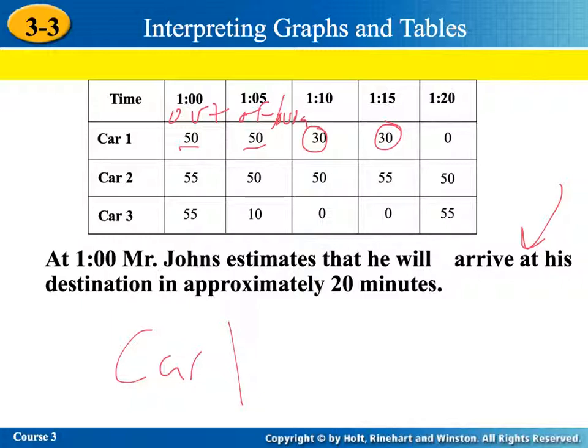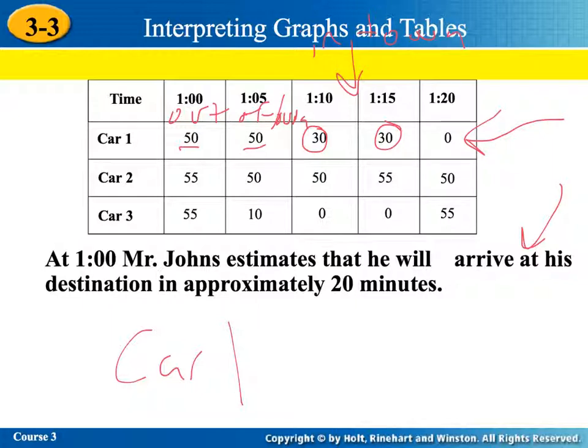Once he hits town, it's 30 miles per hour. Okay, in town. Then it says, though, that Mr. Johns will arrive in 20 minutes, from 1 to 1:20. At 1:20, he's parked. He's at 0 miles per hour. He's stopped. So he's at his appointment or whatever he's supposed to be doing.